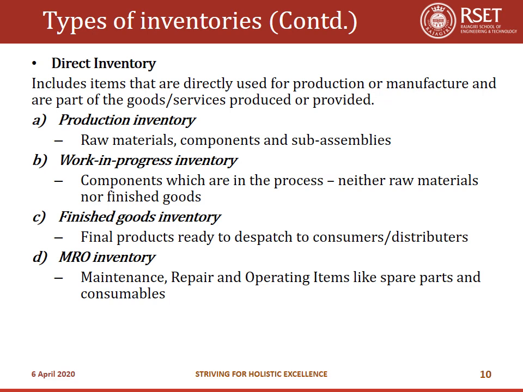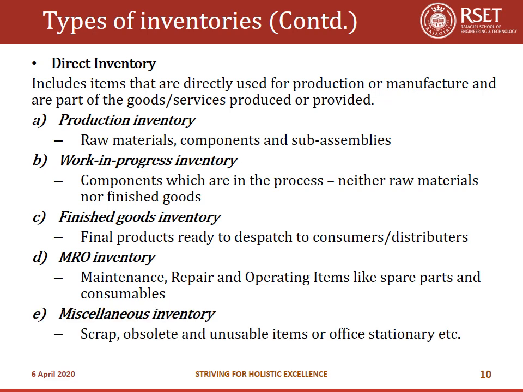MRO stands for maintenance, repair, and operating items. Like always, you need some items that are required for maintaining and repairing and operating items, like spare parts and consumables. And these also form part of your inventory. These also form part of your direct inventory. Miscellaneous inventory involves scrap, obsolete, and unusable items. They also include office stationery, etc.